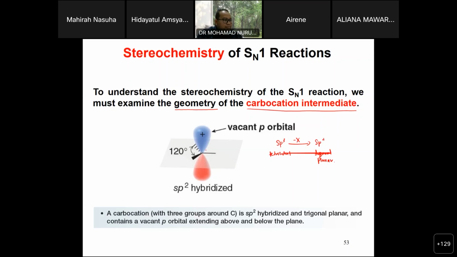So it means S, yes, P1, yes, P2, yes, P3. P3 is an empty orbital of P. So they have a possibility for the nucleophile to attack from the top and from the bottom.